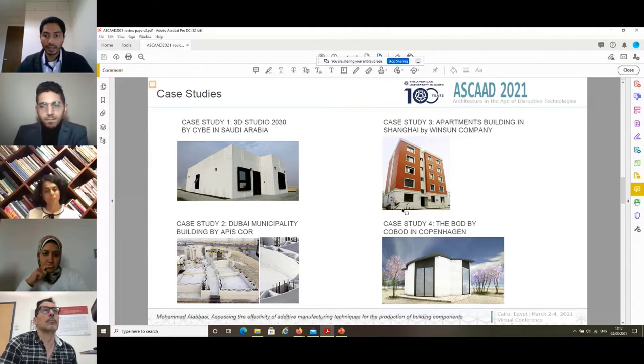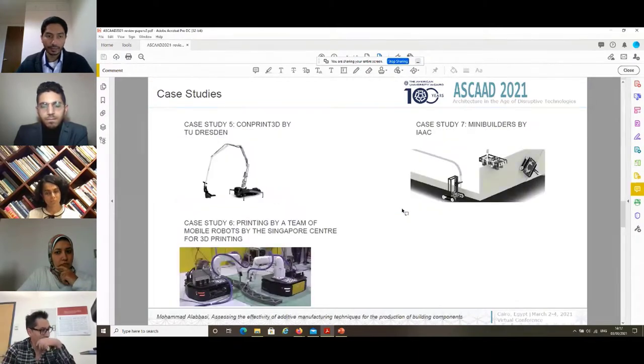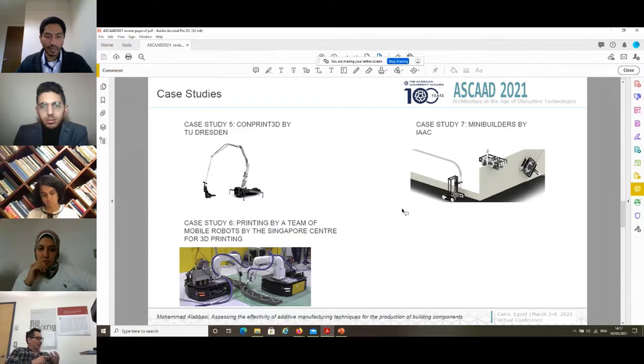The third case study, the apartments building in Shanghai by Winsun company. Fourth case study, the BOD by COBOD company in Copenhagen. And the fifth case study is a research showcase known as Comprint 3D in Netherlands. Case study number 6 is printing by a team of mobile robots, which was held by the Singapore Center for 3D Printing. The last case study is the mini builders by IAAC in Barcelona.